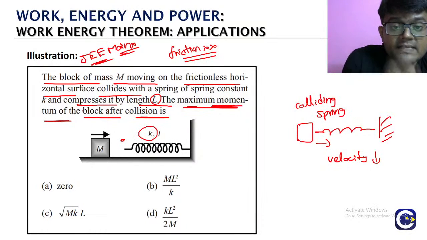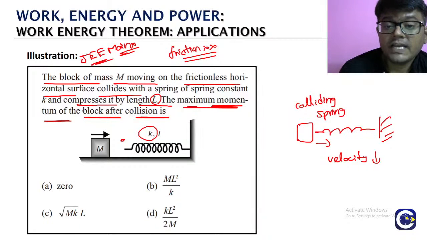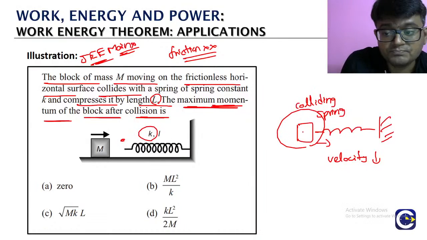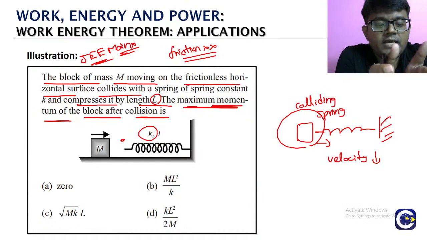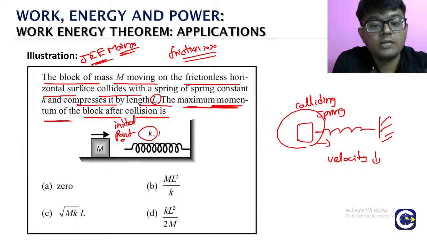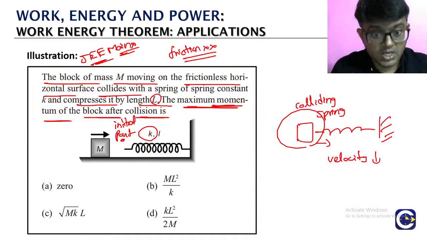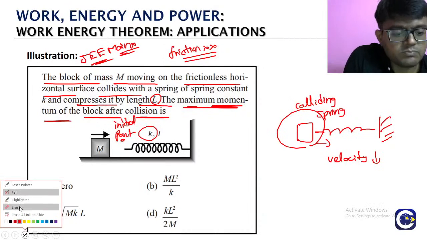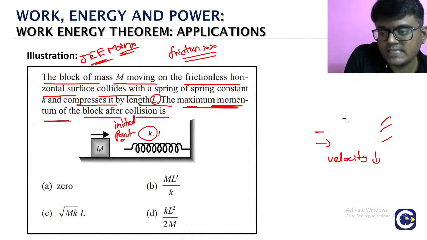Momentum maximum they are asking. See, when will momentum be maximum? Momentum is m into velocity, right? So momentum will be maximum when velocity is maximum. When will the velocity of the block be maximum? At the point of collision. So if you consider the point where it is colliding as the initial point, that is where the momentum is going to be maximum for the block. So we need to find what that momentum value is.